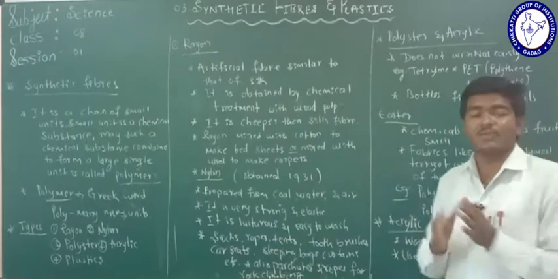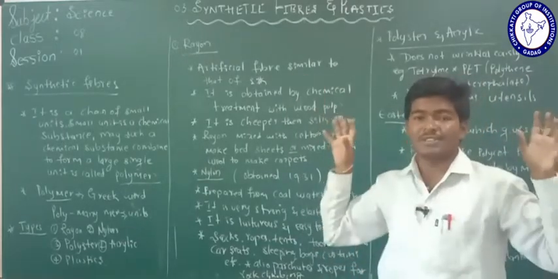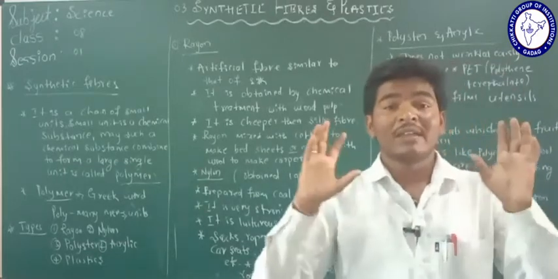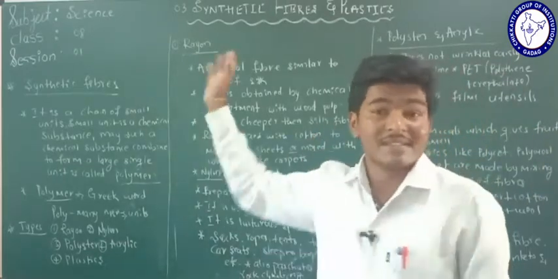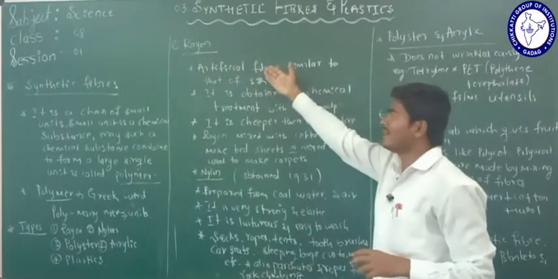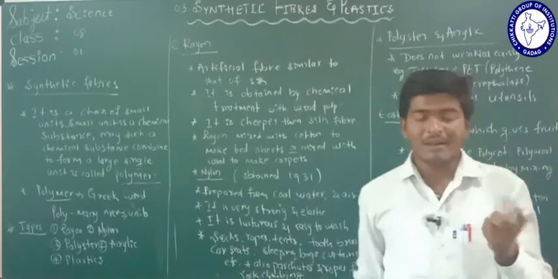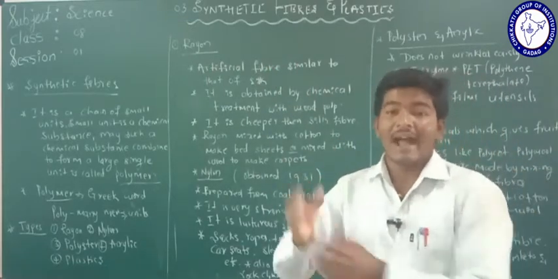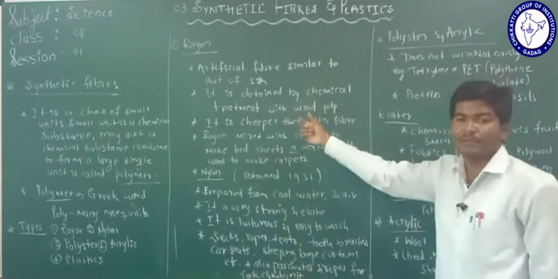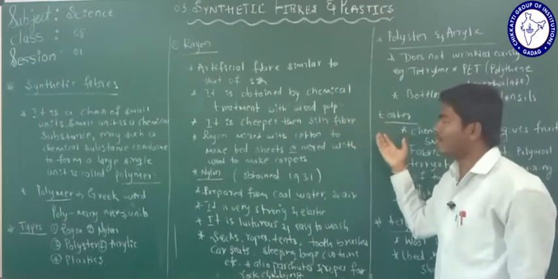So that gave very good economic help for all the nations, because the people of China did not give away the secret of how to make the silk fiber. So that's why it is a very important thing here. What is rayon? Rayon is nothing but an artificial fiber similar to silk, obtained from the chemical treatment of wood pulp, and it is much cheaper than silk fiber.